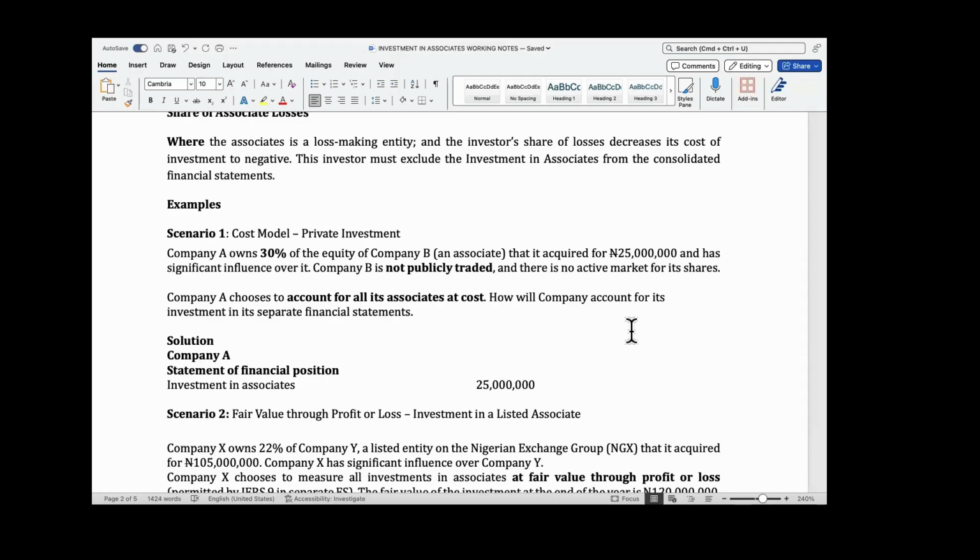Oh, okay. So that is why it is measured at cost. It cannot possibly measure that investment at fair value because the company is not traded. So it can only account for that investment at the amount it paid for that investment. Yes, very good question.